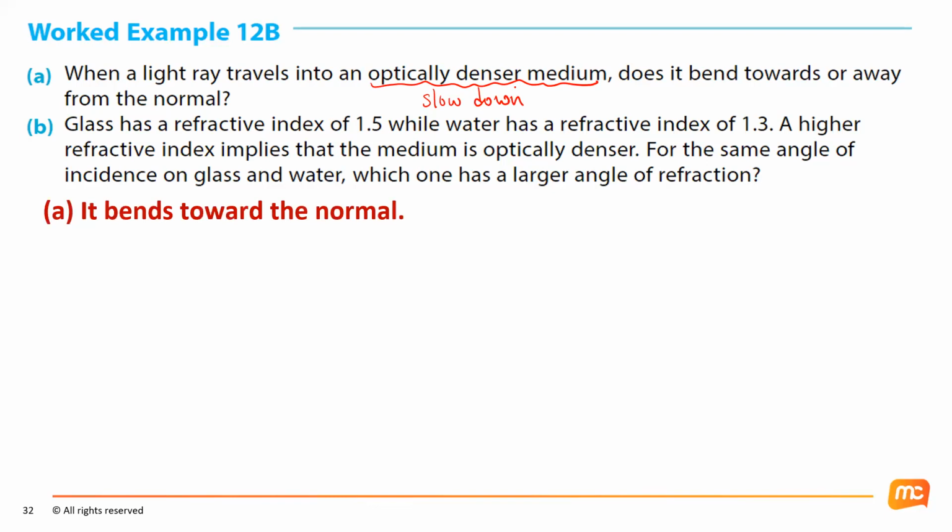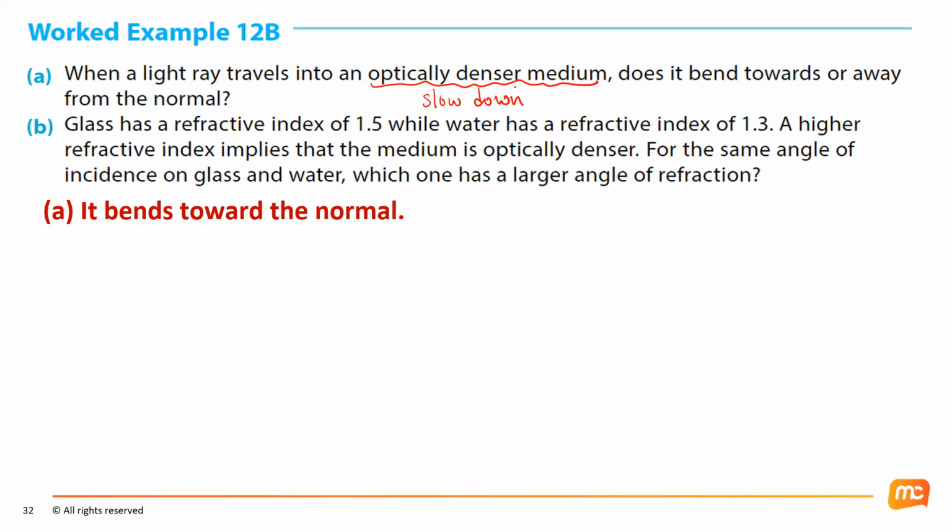Okay, next one. They say that glass has a refractive index of 1.5, water has a refractive index of 1.3. Higher refractive index means it's optically denser. So glass with higher refractive index is denser, so it will slow down more. The speed of light will slow down by 1.5 times compared to in water. In water, the speed of light will only slow down by 1.3 times.